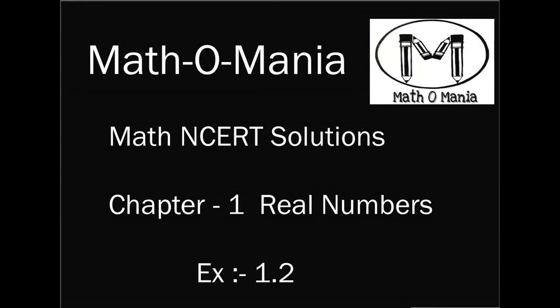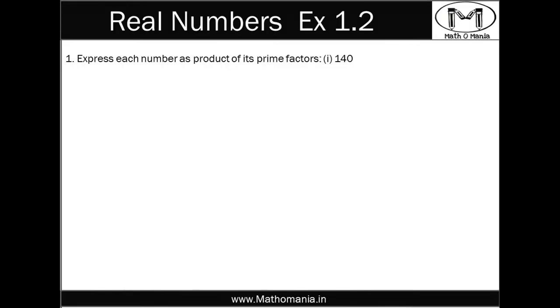So let us start with the second exercise of the first chapter, Real Numbers. The first question is that we need to express the given numbers as a product of their prime factors. The first number is 140. So we need to find the prime factors of 140.